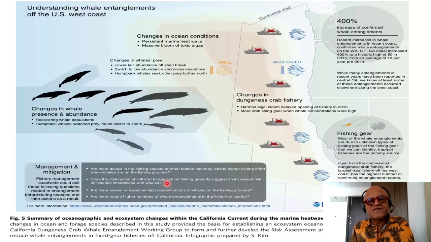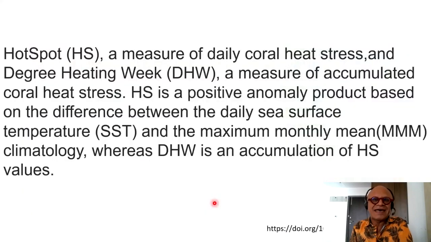Are there delays in the fishing seasons or other factors that may lead to higher fishing effort when whales are on the fishing grounds? Does the distribution of krill and forage fish on fishing grounds suggest an increased risk of fisheries interactions with the whales? Are there known or expected high concentrations of whales on the fishing grounds? Are there recent higher numbers of whale entanglements in the fisheries or nearby? So you can see how complex it gets.